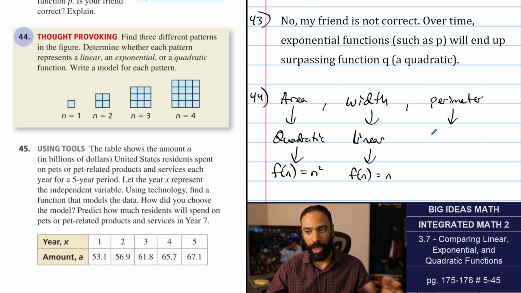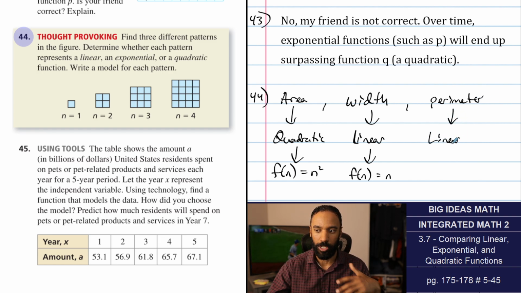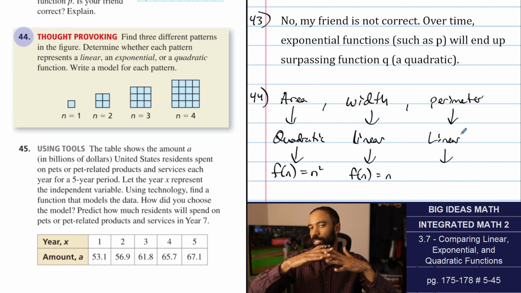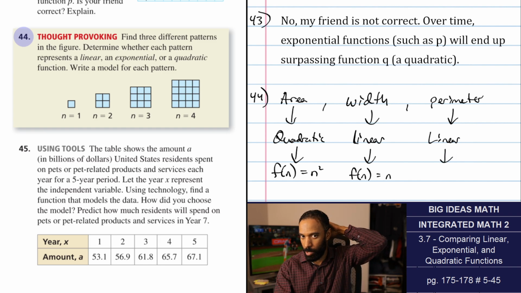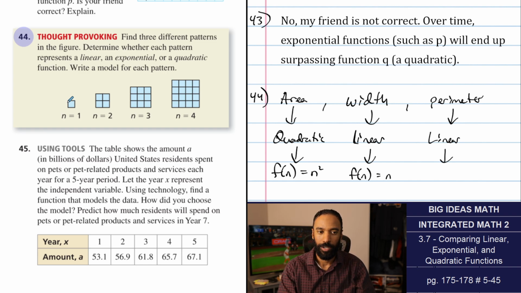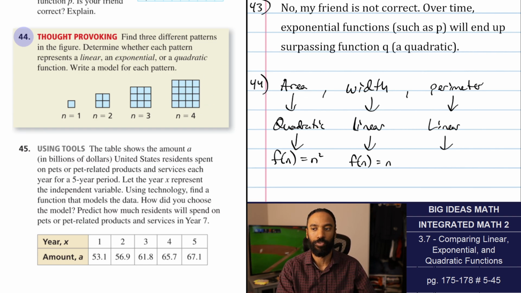Perimeter would also be linear. I don't know if you know this about perimeter stuff. It's still one-dimensional when it comes to kind of revealing itself for what it is. The perimeter of this one is 4. And then this is 2 plus 2 plus 2 plus 2, 2 times 4, 3 times 4, 4 times 4. Whatever n is times 4 is what you get there. So this f of n is going to be 4n.